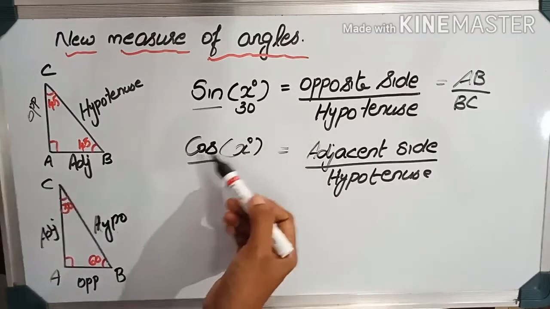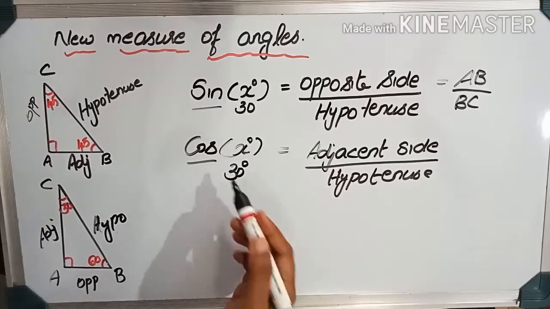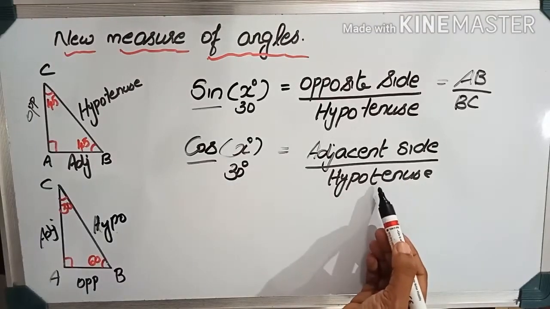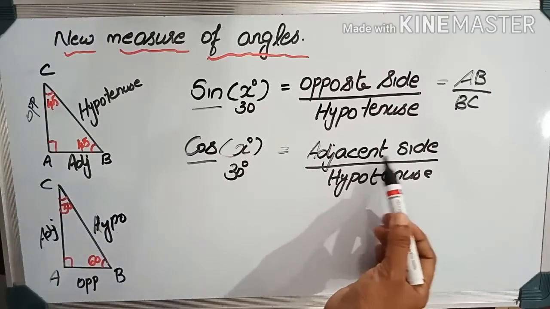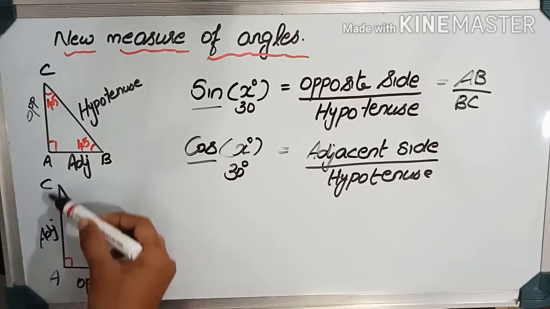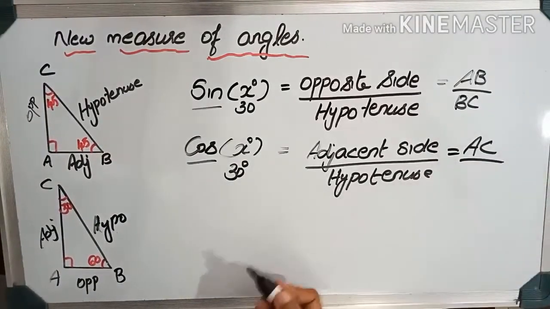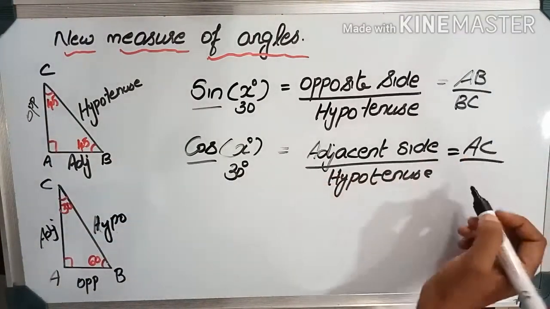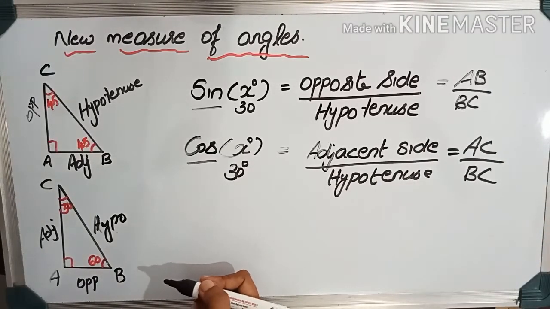So suppose we are going to write cos 30 degree. Cos 30 degree is adjacent side by hypotenuse. So 30 degree you have to consider. 30 degrees adjacent side is what? Adjacent side we need in the numerator part. So adjacent side of 30 degree is CA. So AC divided by hypotenuse, that is the same BC. Like this we are writing.